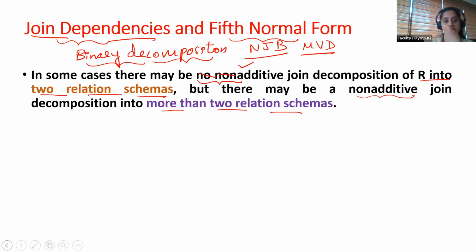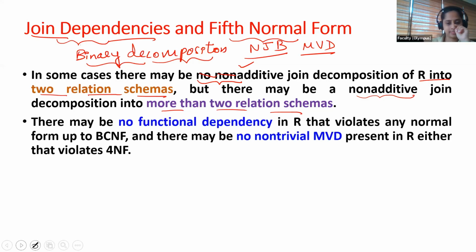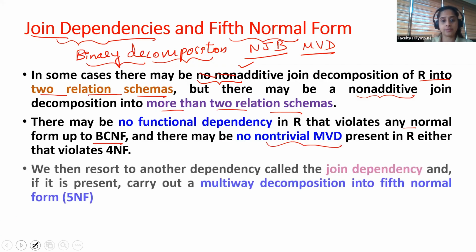In such cases, you will go to join dependency. Okay. Directly they will give you MVD. You will get one problem I have sent you. Directly they'll give you what is fifth normal form. There are no other problems. There may be no functional dependency in R that violates BCNF, and there will be no multi-value dependency found that violates 4NF. So in such a case that there are no other dependencies, we then resort to another dependency.